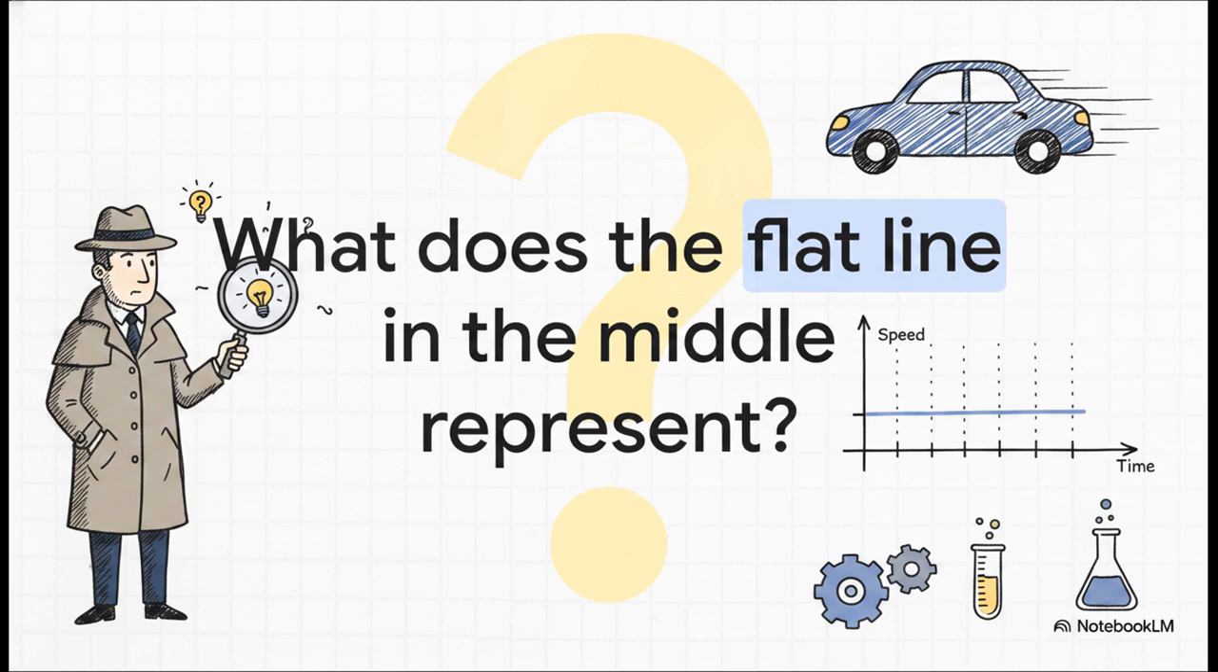So I want you to play detective for a second. Looking right at the middle of this speed time graph, what does that flat horizontal line actually represent? Like, what is happening to the car's movement during that specific middle section?